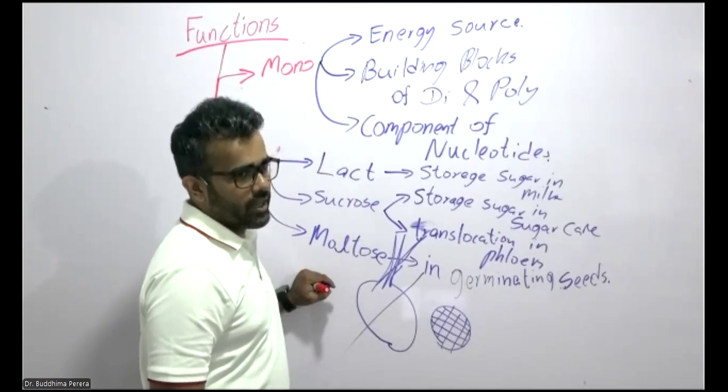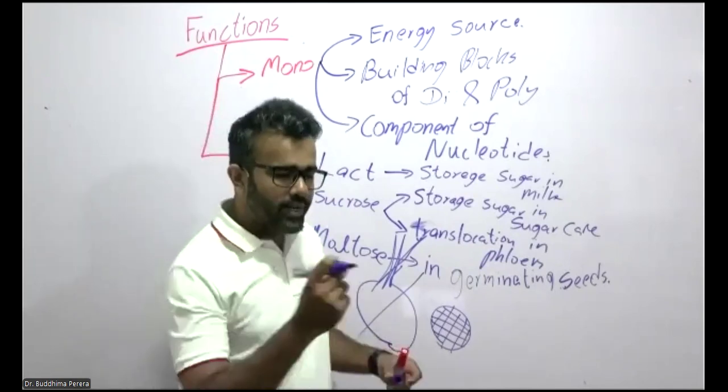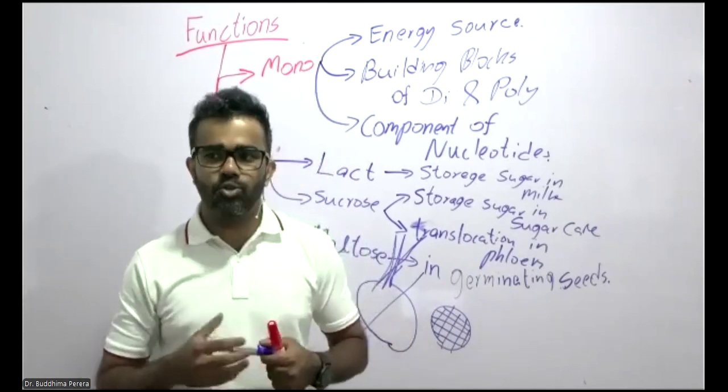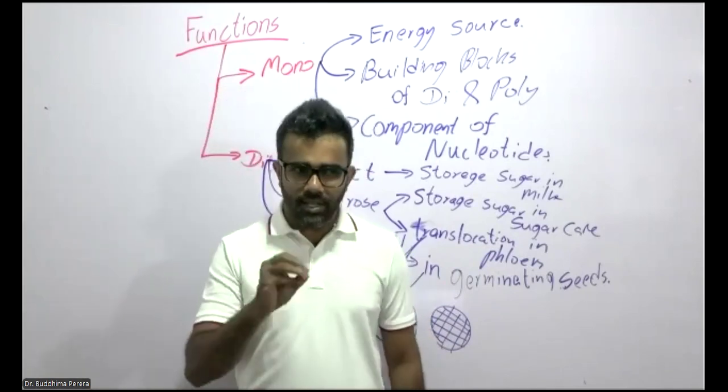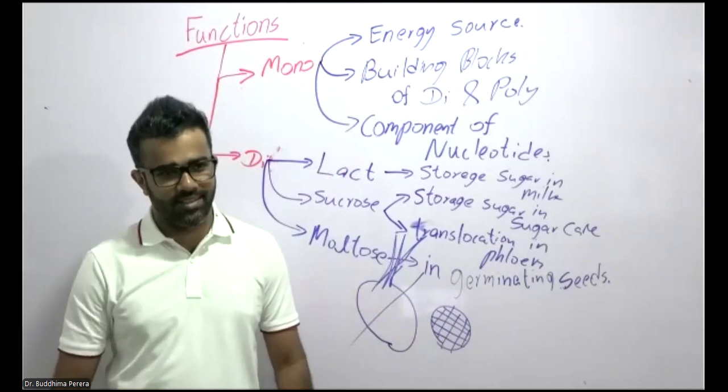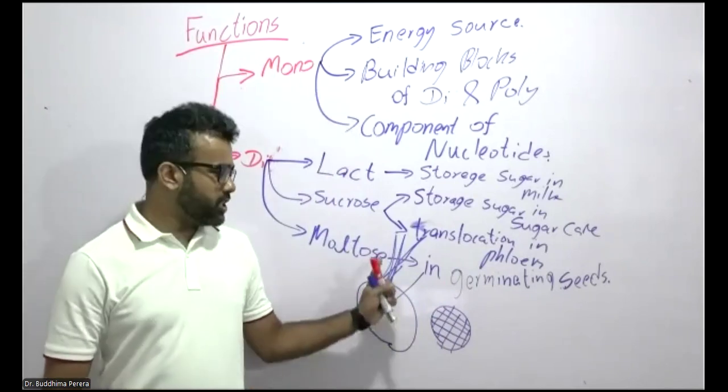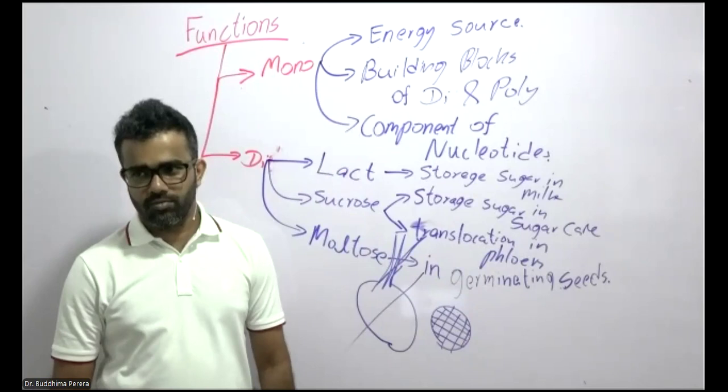It's sweet. It has a different sweet taste. It's different from sugar. It has a sweet taste, but it's different. That's the maltose taste. Right? So in germinating cells, there is maltose.